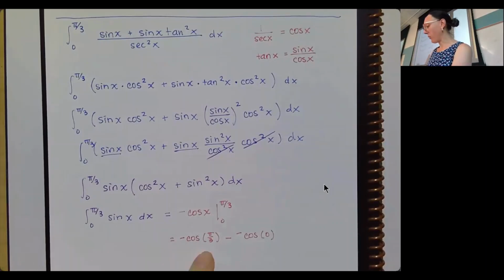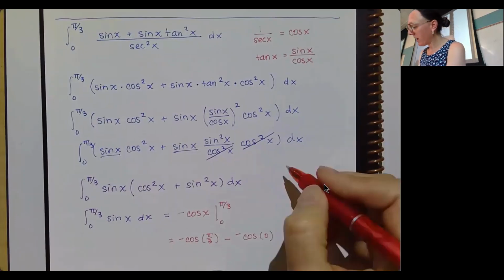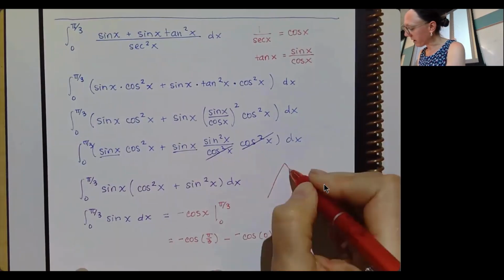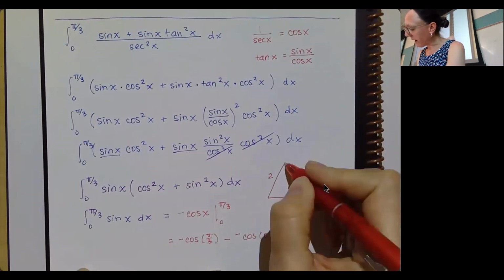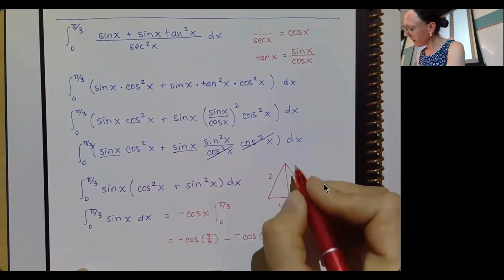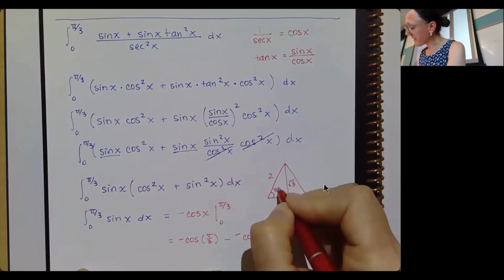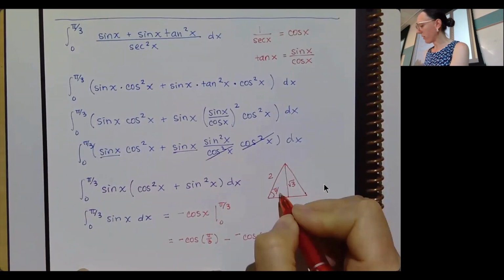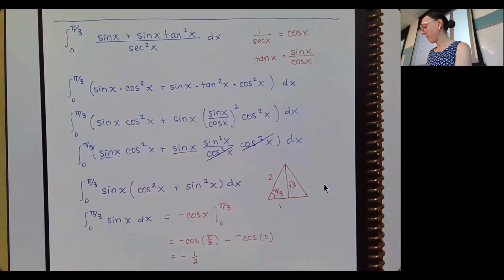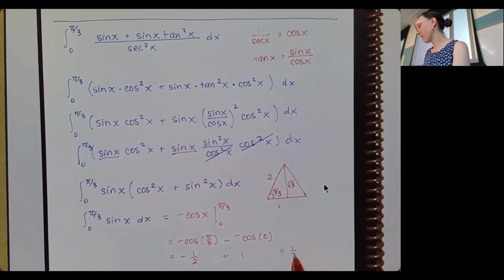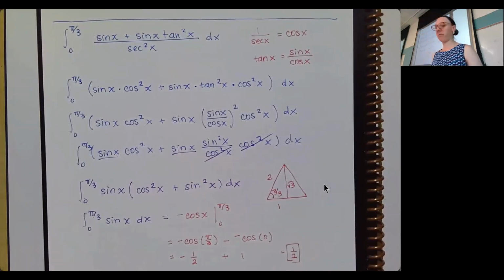If I was trying to evaluate cosine of pi over 3, by the way, I would go to my handy equilateral triangle, cut it in half, and know that that was a pi over 3. So cosine of pi over 3 is 1/2, and cosine of 0 is 1. So I'd have negative 1/2 plus a 1 for a final answer of 1/2.